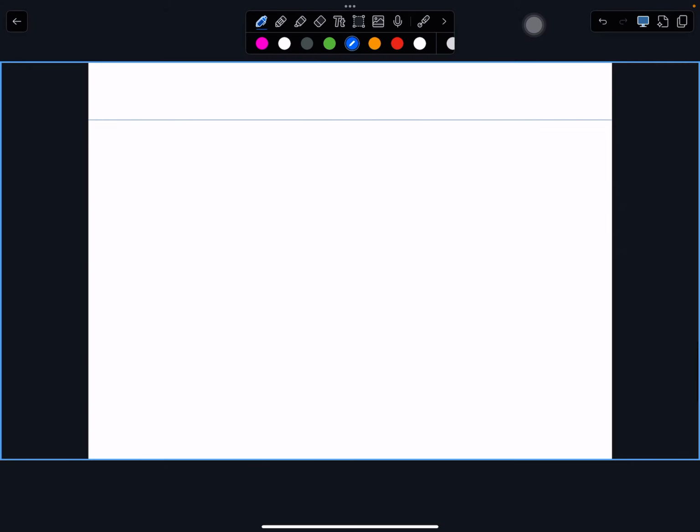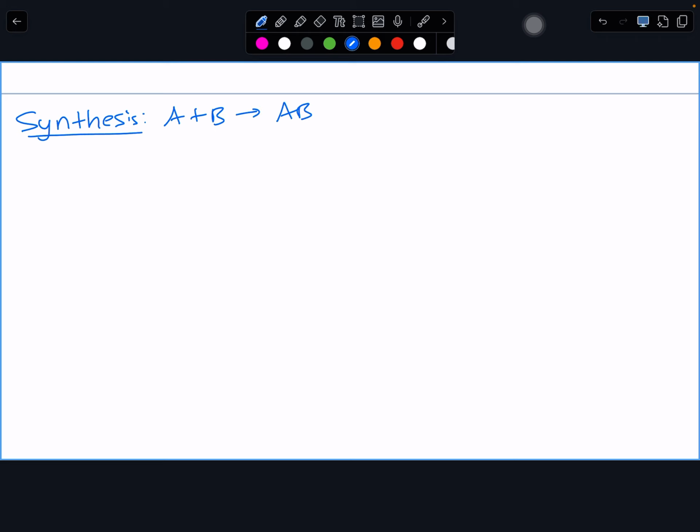Okay, so let's start off basic with synthesis reactions. In order for you to know what reaction is synthesis, A plus B yields AB. What is AB? What does that represent? Reactants, yes, but more specific. Elements, A and B. A plus B are elements.